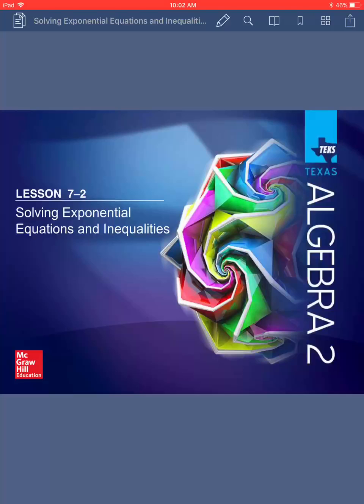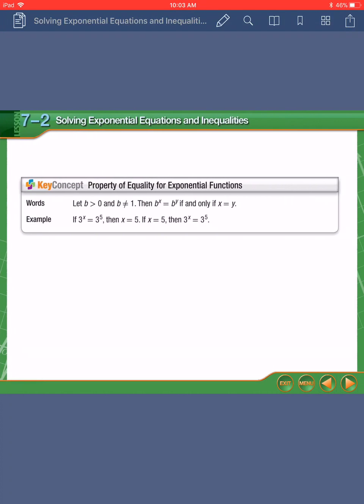Okay, so these notes are over solving exponential equations and inequalities. What this page is saying is that if your bases are the same, so here if you have b raised to the x power equals b raised to the y power, both of your bases are b, so you can drop the bases and just say that x equals y. So for example, 3 to the x power equals 3 to the fifth, then that's the same thing as x equals 5.